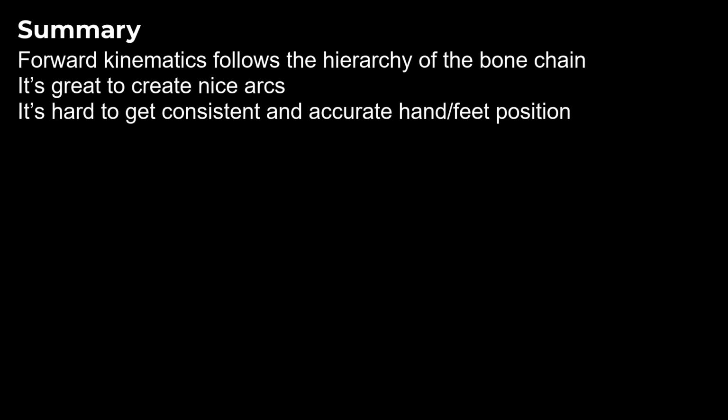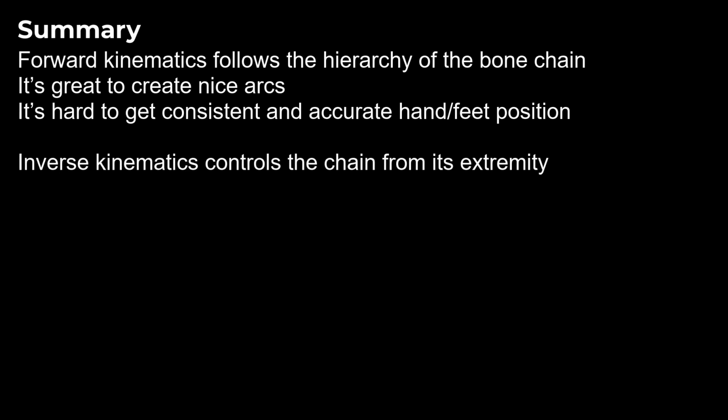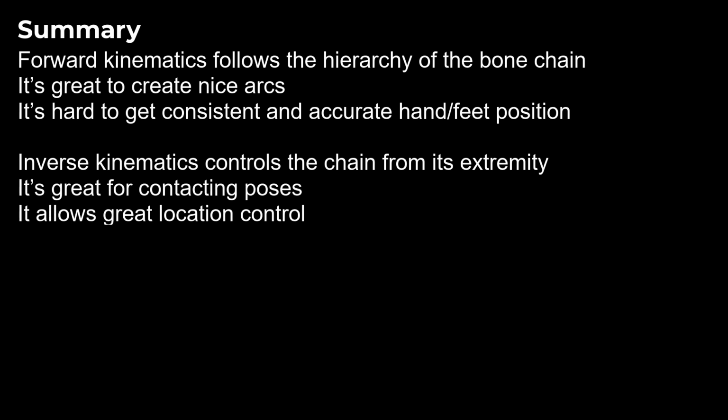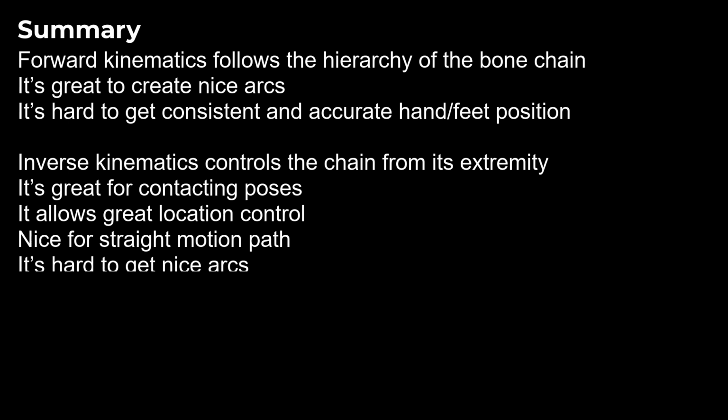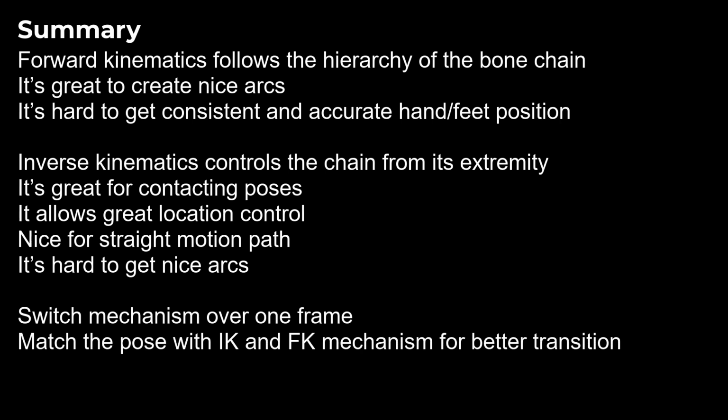To summarize, we have seen that forward kinematics follows the hierarchy of the bone chain. It's great to create nice arcs, but it's hard to get consistent and accurate hand and feet position. Inverse kinematics controls the chain from its extremity. It's great for contacting poses. It allows great location control. It's nice for straight motion paths, but it's hard to get nice arcs. When you switch mechanism, do it over one frame. Match the pose with IK and FK mechanism for better transition.